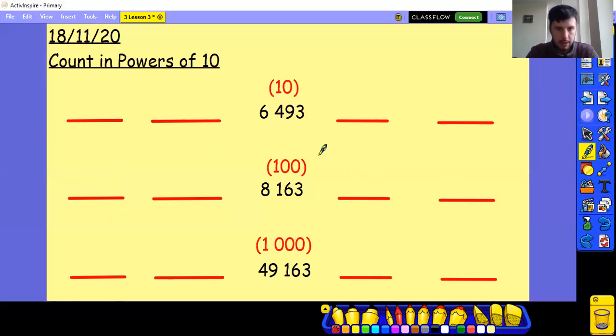Right, okay, so we're going to add 10. So now I've got a 9 here. So obviously I can't have a 10 in one column. So that means the 1 is carried over to the 4. So that 4 becomes a 5. So it becomes 6,000... Sorry, I've got that completely wrong. I'll go and try it again. 6,503.